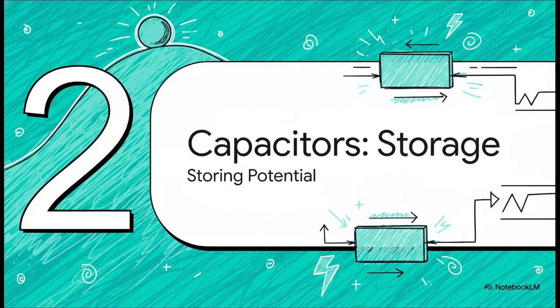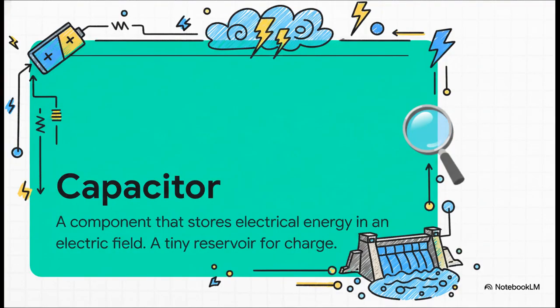Okay, so we've got this invisible hill, this potential for things to move. But what if we don't want everything to roll down all at once? What if we want to, say, collect a bunch of stuff at the top of the hill and then decide exactly when to let it go? That's where our very first component comes into play. The answer is a capacitor.